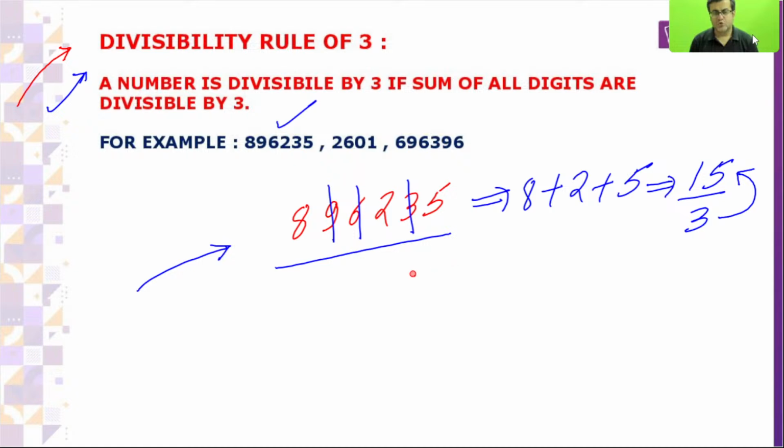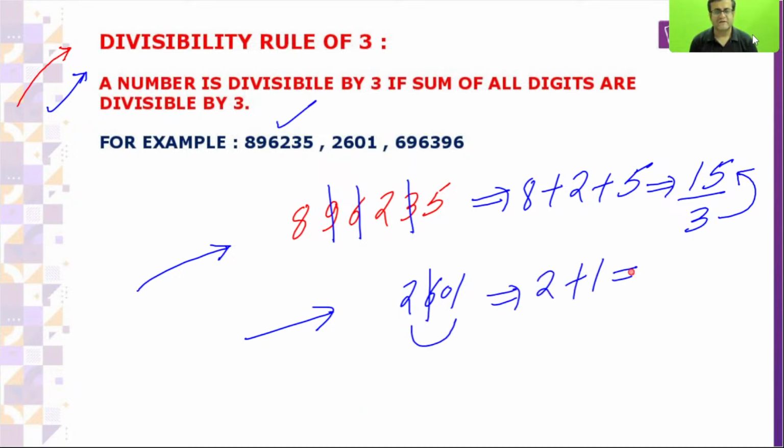Now come to 2601. Is this number divisible by 3 or not? 6 is divisible by 3. 2 plus 1, the sum is 3. Divided by 3, the remainder will be 0. Okay.